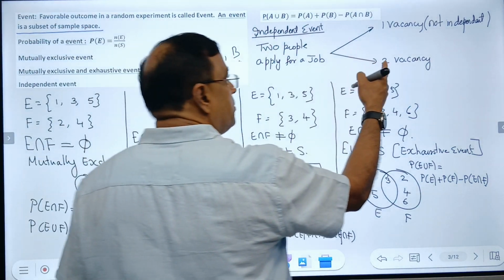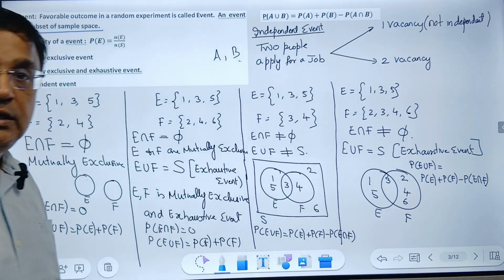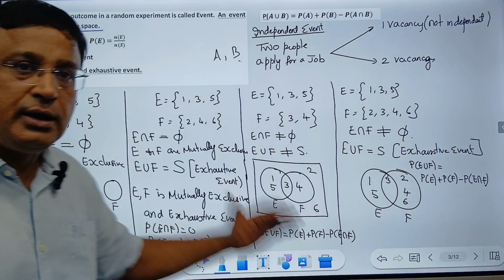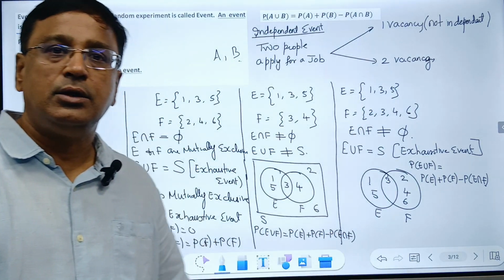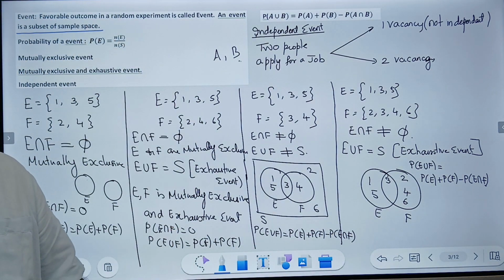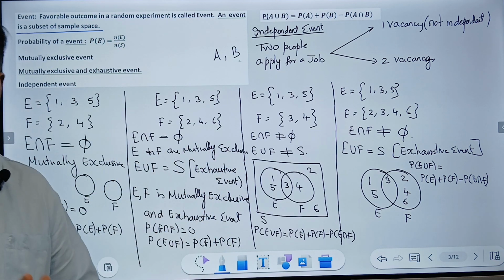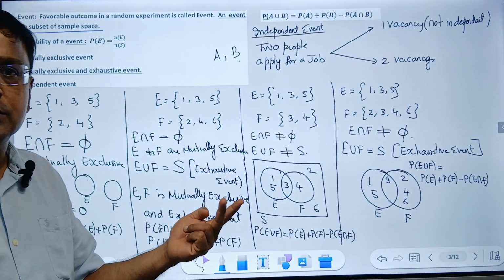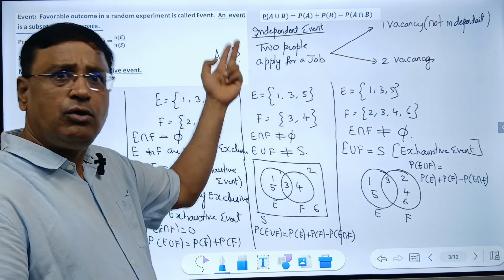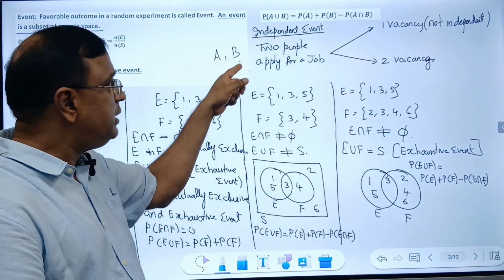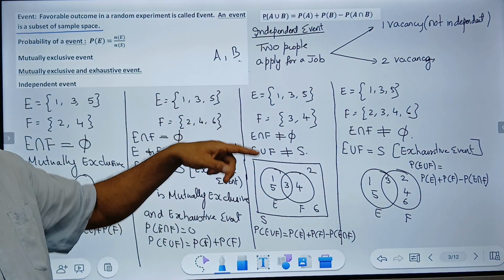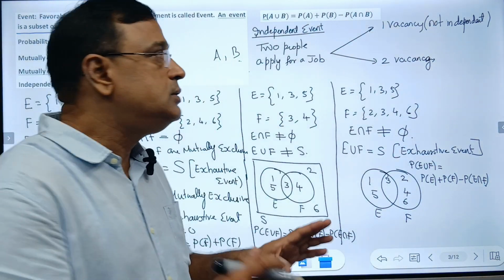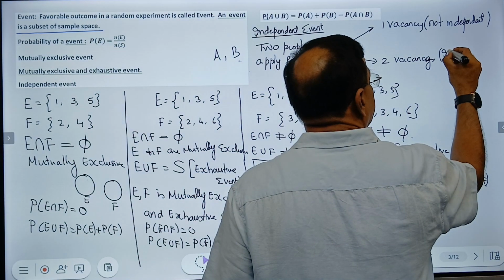Whereas if you see this problem, it's the same situation where there are two vacancies. What happens? A can get, or B can get, or both can get, or both may not get. There may be other people who get it. So they don't depend on each other to get the job because there are two vacancies. When A gets, B can also get, or B may not get. When B gets, A may also get, or A may not get, or both of them may be rejected, or both of them can be selected. So this is a simple example of an independent event.